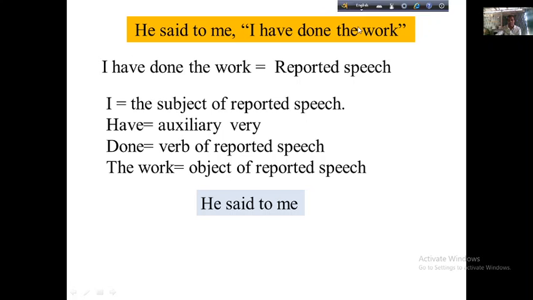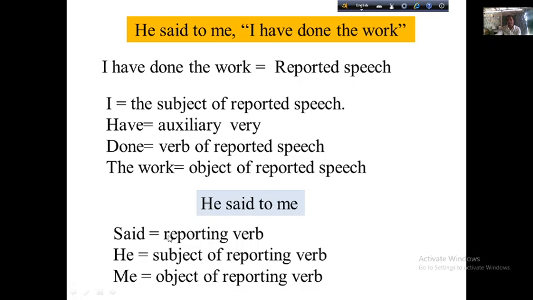Another portion is "he said to me." In this portion we see said, reporting verb; he, subject of reporting verb; me, object of reporting verb. Dear learners, you have to remember the reporting verb will always remain outside of the inverted commas. That means we can say the verb which is outside of the inverted commas is called the reporting verb. Okay, I hope you have understood.